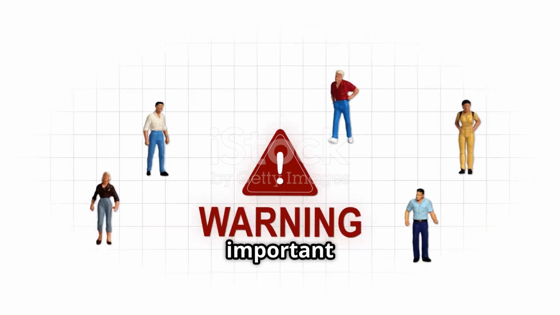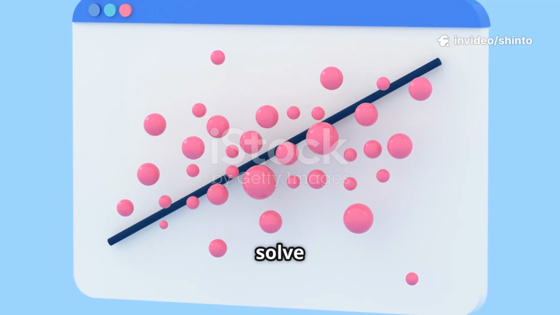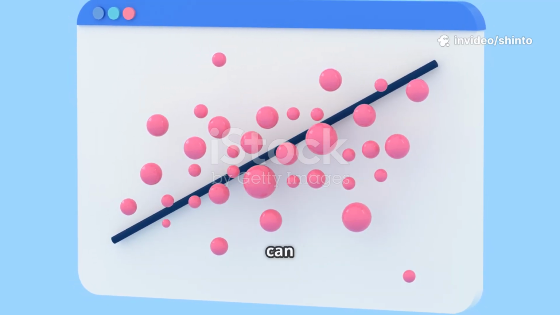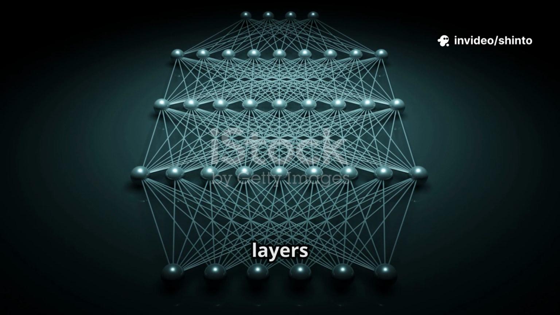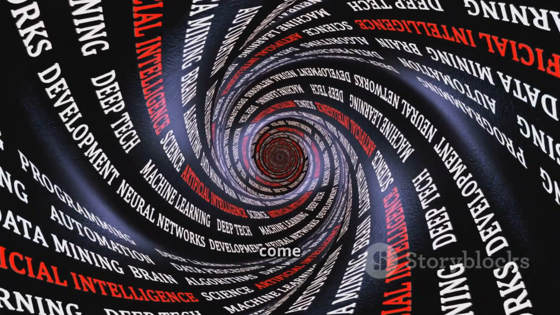But, and here's an important catch, perceptrons can only solve problems where a single straight line can separate the answers. If you need something more complex, you need more layers. That's where neural networks come in.